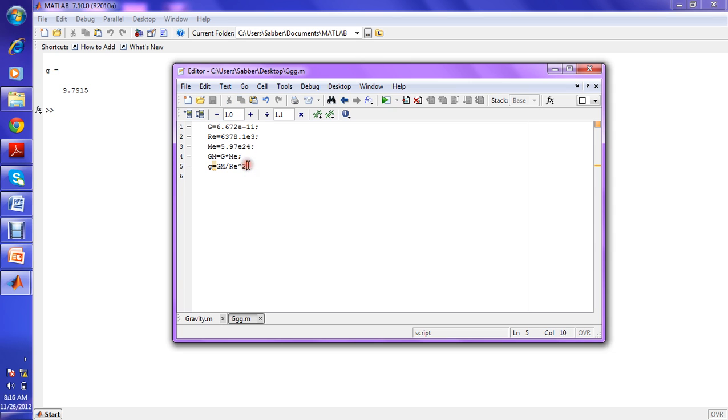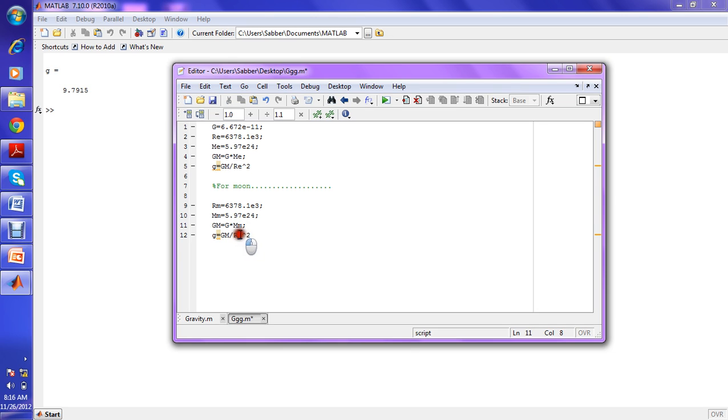Now we can find in the same way the acceleration due to gravity on the surface of the moon. Let's see. I'm going to copy this and call it moon, so this should be M with the M for moon.